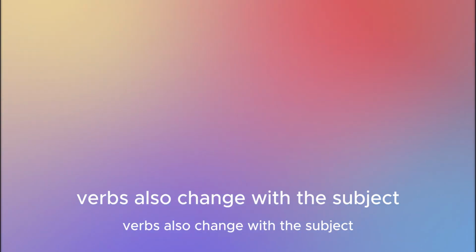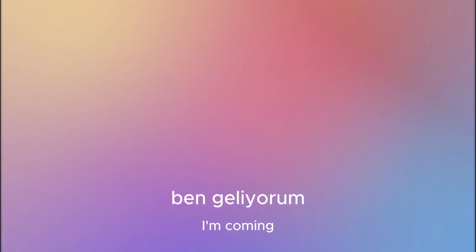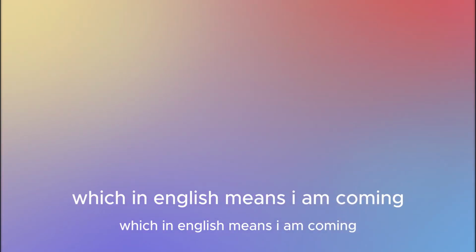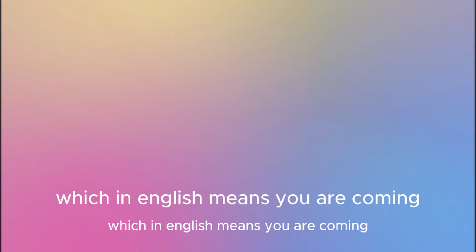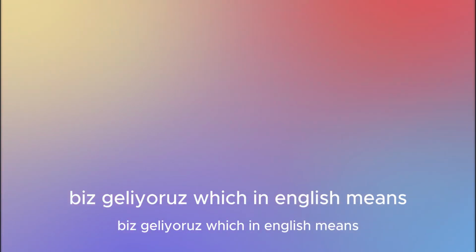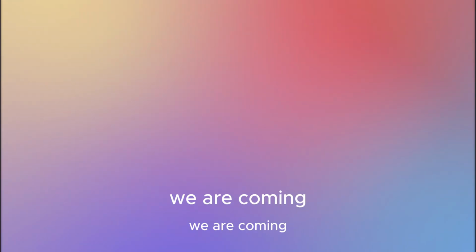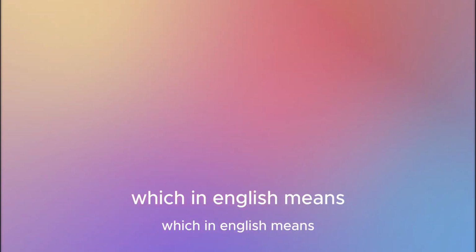Verbs also change with the subject. For example, ben geliyorum, which in English means I am coming. Sen geliyorsun, which in English means you are coming. O geliyor, which in English means he/she is coming. Biz geliyoruz, which in English means we are coming. Onlar geliyorlar, which in English means they are coming.